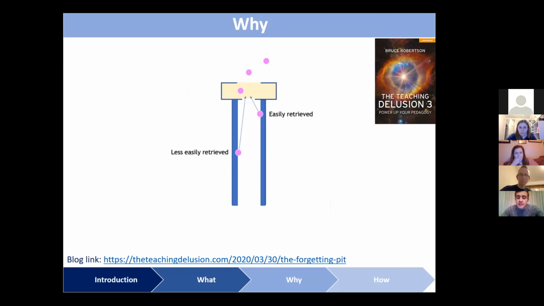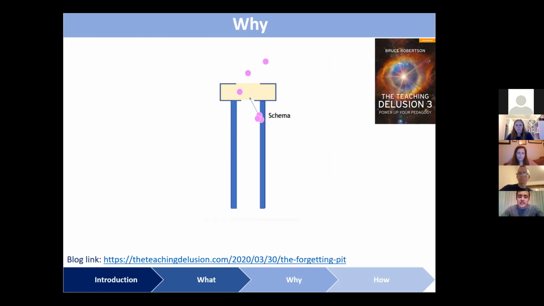Now, as you would expect, some knowledge can be easily retrieved and some knowledge is very much less easily retrieved. That purely depends on how far it has gone down the pit. The further down the pit something is, the more difficult it is to retrieve, as you can see from the diagram on the screen. If something has fallen a long way down, it's because we haven't done enough to make that information stick, and retrieving the information will be difficult. So we know, therefore, that making information stick is a really, really important part of that learning.